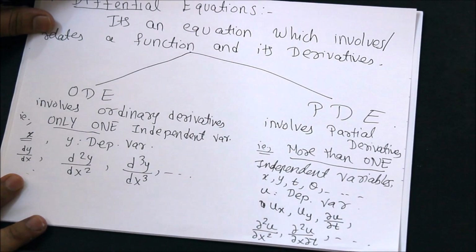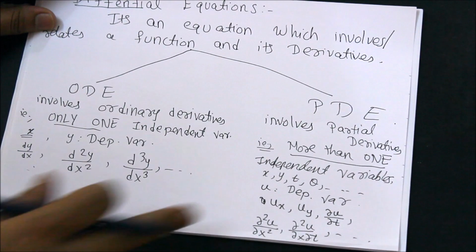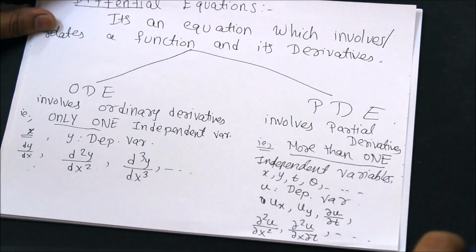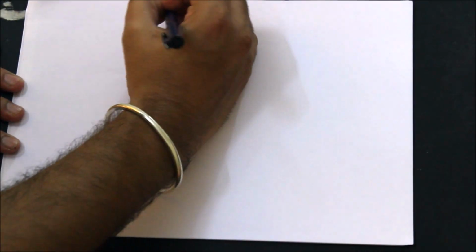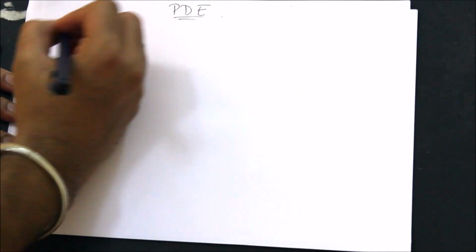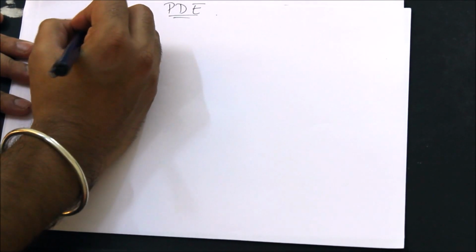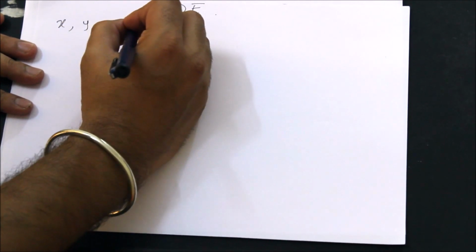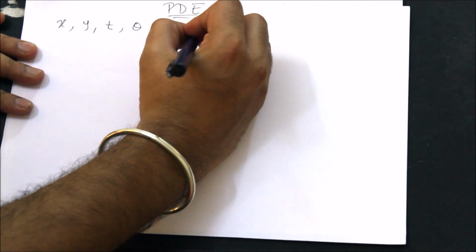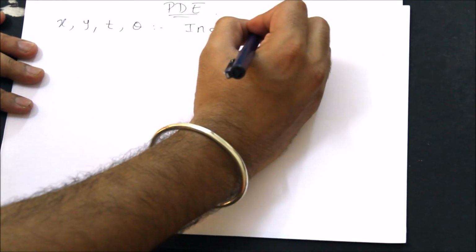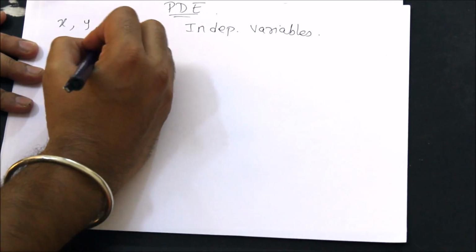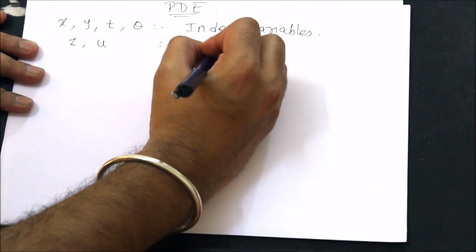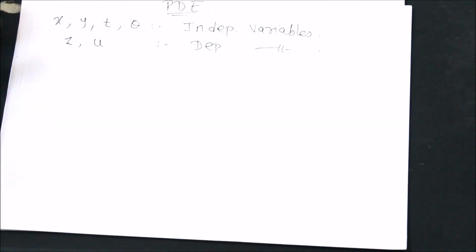Now let's go to some other characterization of PDEs. In this playlist, I'm only going to concentrate on partial differential equations. Usually, whenever I say x, y, t, theta, I am saying that they are my independent variables, and for dependent variables, I'll be using the variables z and u.